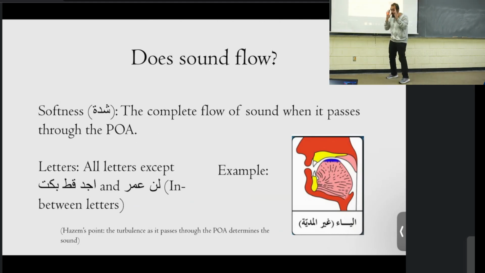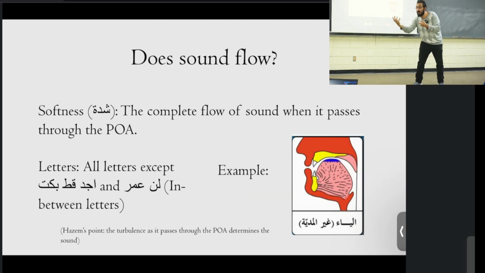So why is this important for softness? Because soft letters don't close the makhraj, but they change the sound of the letter. There is a complete flow of sound, but because it's passing through the makhraj, the sound is changing.